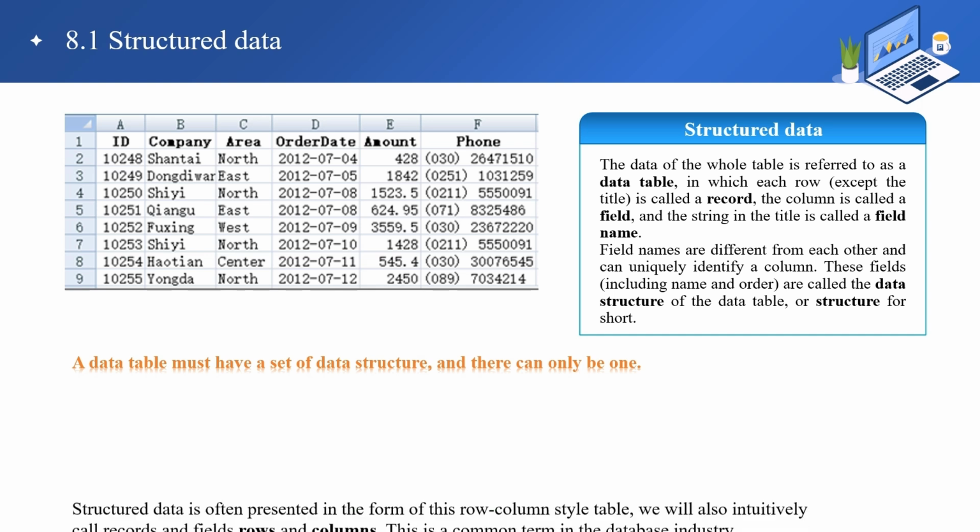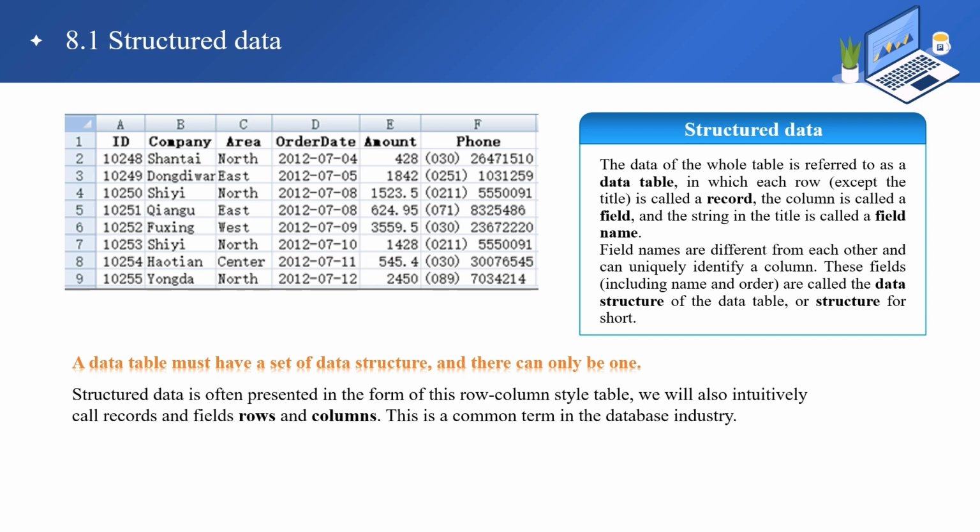Because structured data is often presented in the form of this row-column style table, we will also intuitively call records and fields rows and columns. This is a common term in the database industry, not a popular term invented in this book. Sometimes there are no obvious rows and columns when the data table is presented. We will talk about such an example soon. People still use the terms row and column to represent record and field.